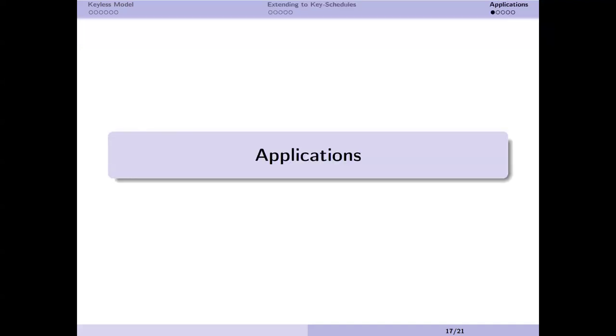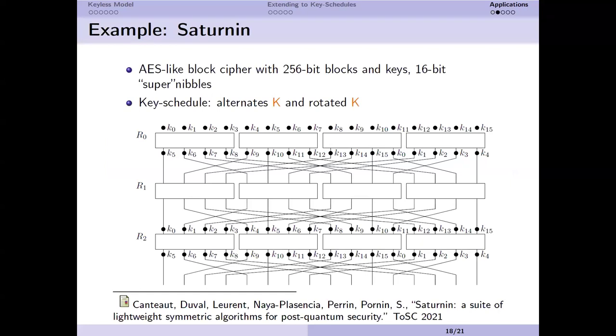Okay, I'm just going to talk very briefly about applications of this, and I'm going to focus only on one application, kind of the best one for this model, that's Saturnin. It's an AES-like block cipher with 256-bit blocks and keys. And the nibbles here, there are 16 of them. I mean, this is one of the presentations of the block cipher. And in this presentation, the nibbles are 16 bits. And it looks like this. The key schedule is very simple. It alternates between the key and a rotated version of it. And you have super S boxes and then shuffling of the bytes of the nibbles and then super S boxes, etc.